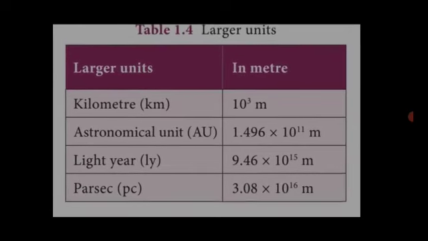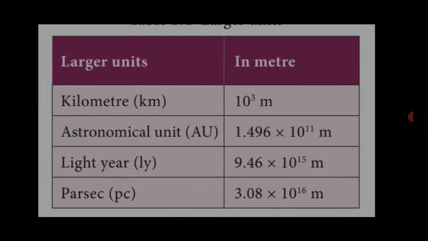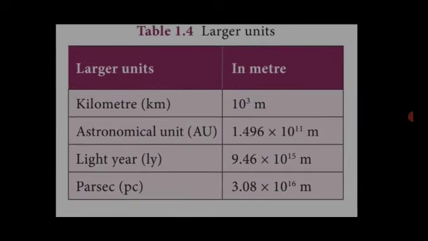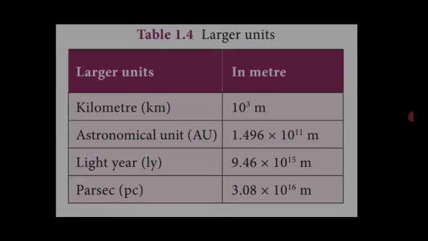Let's see some larger units' values in meter. Kilometer, km: in meter the value is 10^3 meter. Astronomical unit, AU: in meter the value is 1.496 × 10^11 meter. Light year: value 9.46 × 10^15 meter. Parsec: value 3.08 × 10^16 meter. These are the larger units in meter.